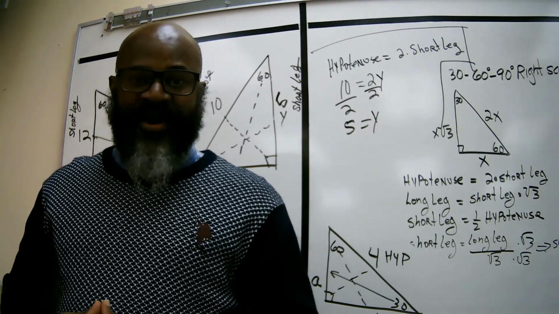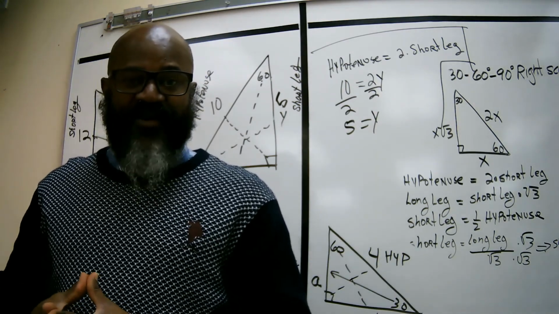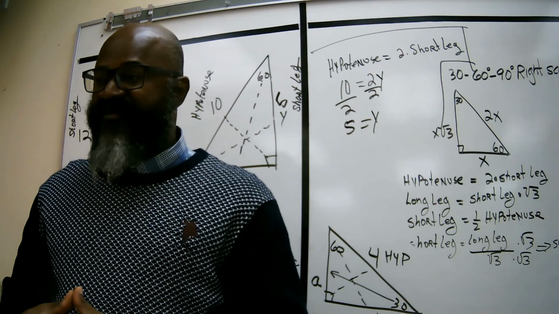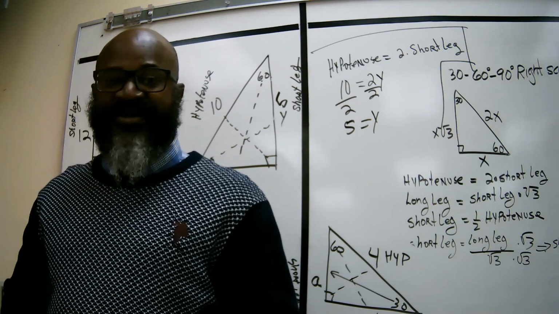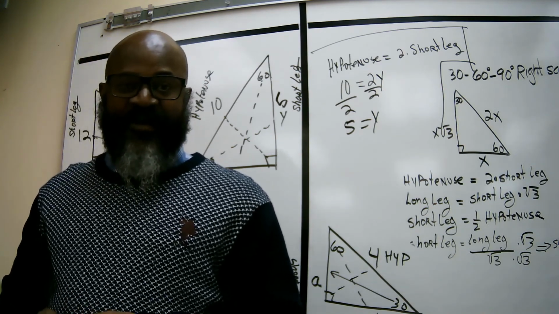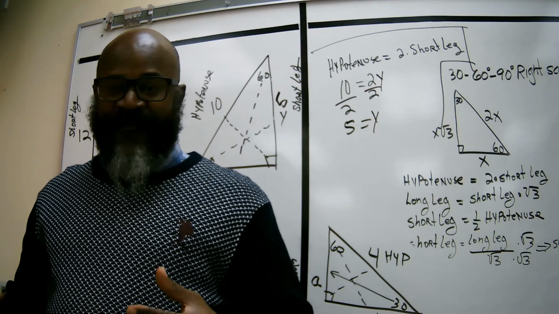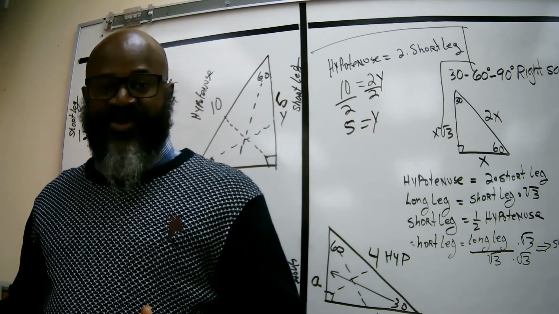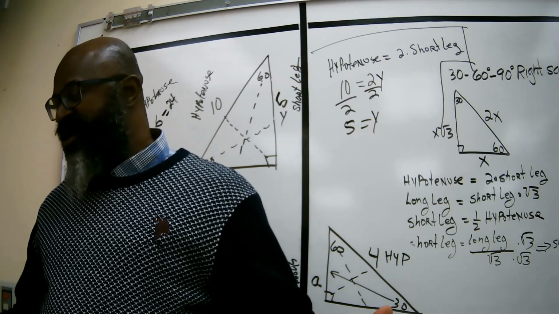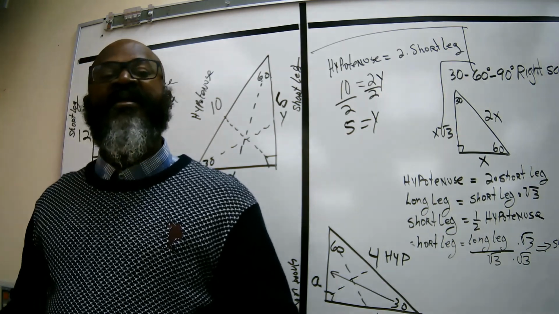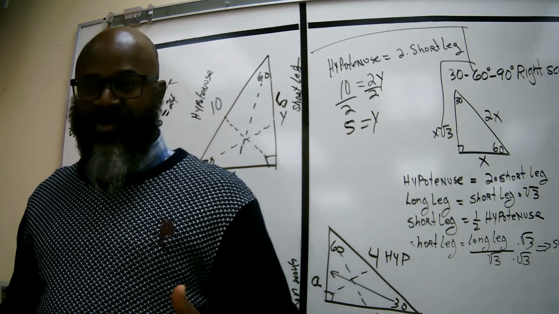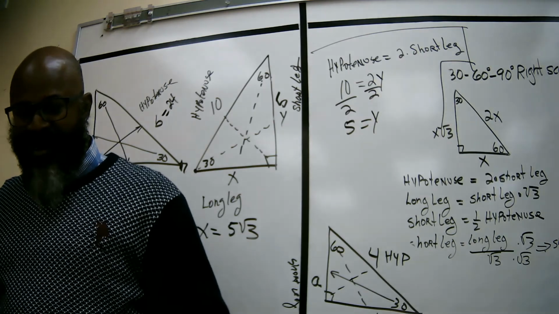And the other relationship: if I know the short leg, I can find the long leg. When you're looking for the long leg, the long leg is equal to short leg times square root of 3, and you create that as a formula. Then you work backward, use your algebra technique, then you will be able to get those problems.